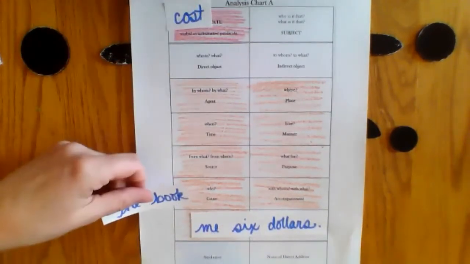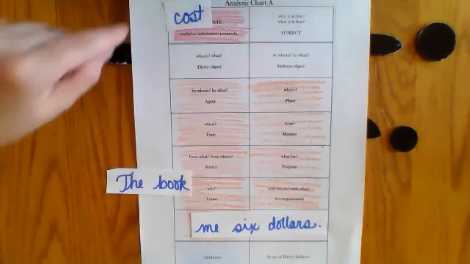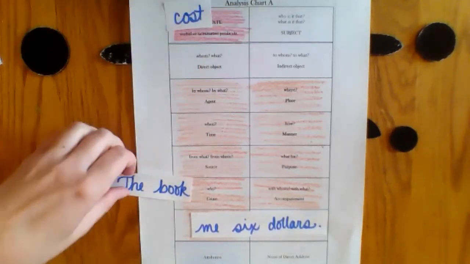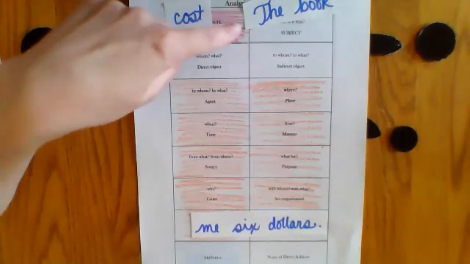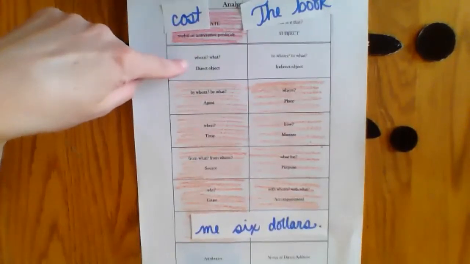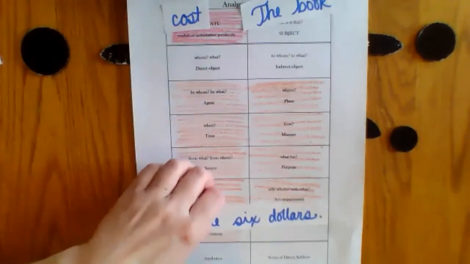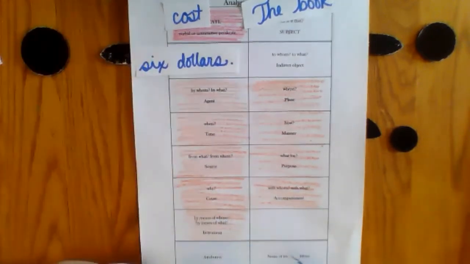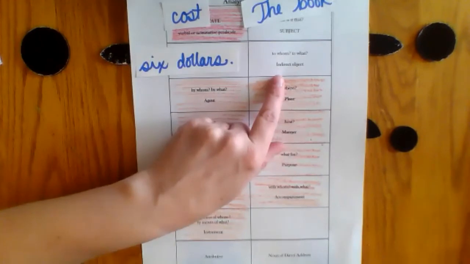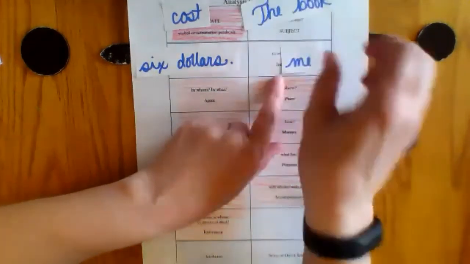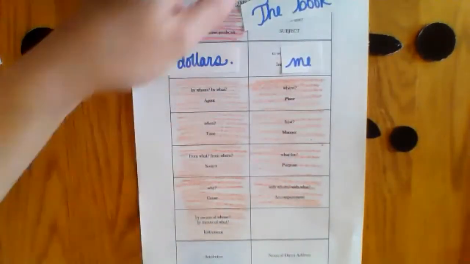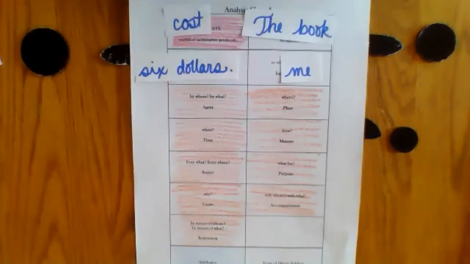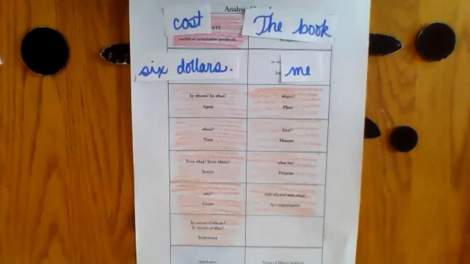Okay. Who is it that, or what is it that cost? The book. The book cost whom or what? $6. The book cost $6. The book cost $6 to whom or to what? Me. To me. It cost $6 to me, which is a really funny way of saying it cost me $6.